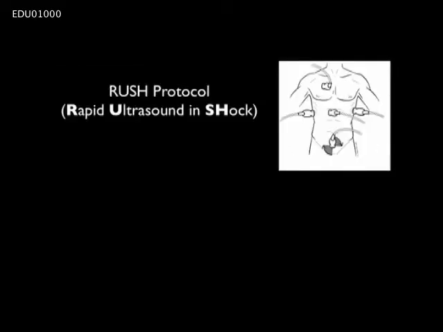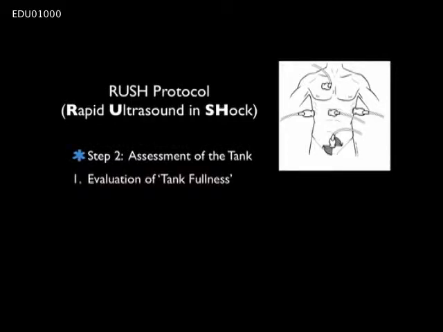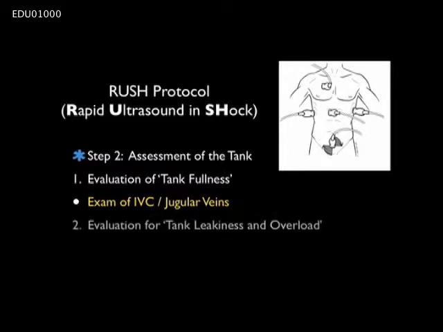Now, this is a three-part evaluation, beginning with Part 1, evaluation of tank volume, continuing on to Part 2, evaluation of tank leakiness, and concluding with Part 3, which is evaluation for tank compromise. So in this three-part evaluation, the first part, the evaluation of tank fullness, really means evaluation of the patient's core vascular circuit for volume status, or central venous pressure. This can be performed through examination of the inferior vena cava, and alternatively, with assessment of the internal jugular veins.